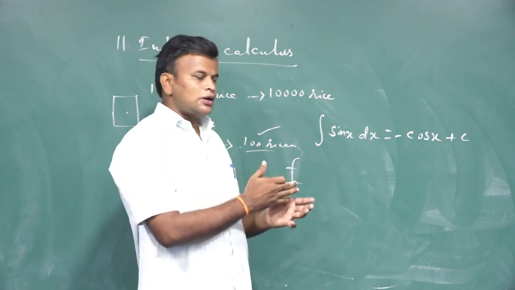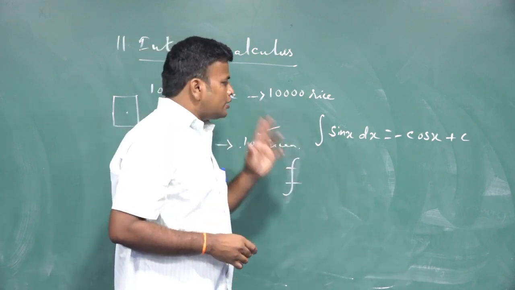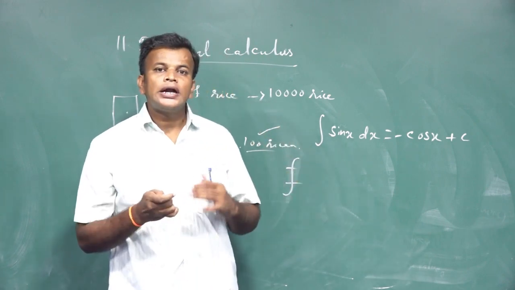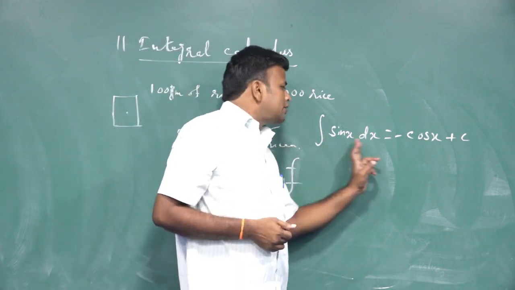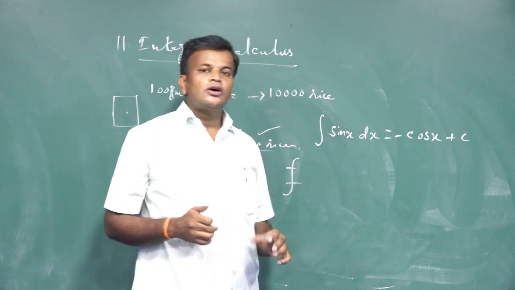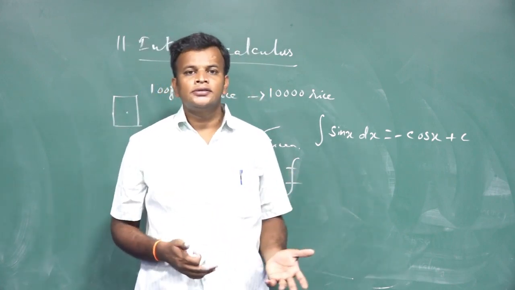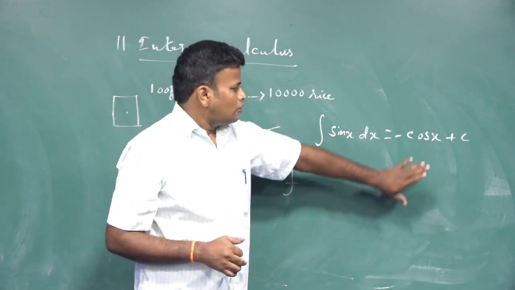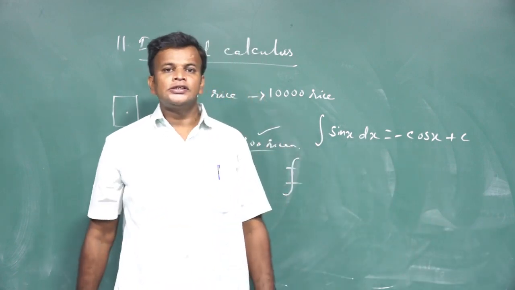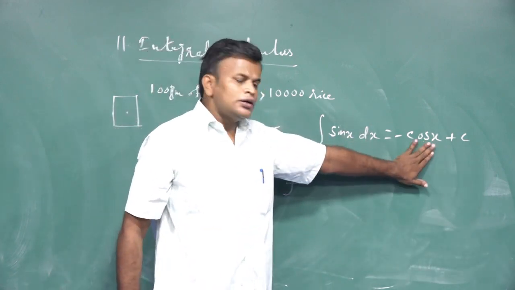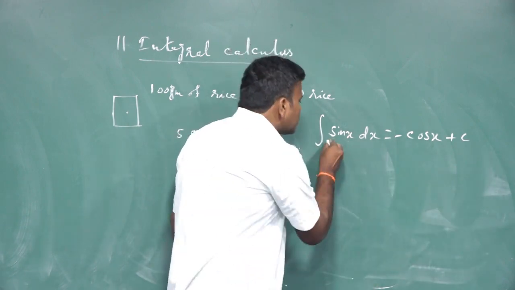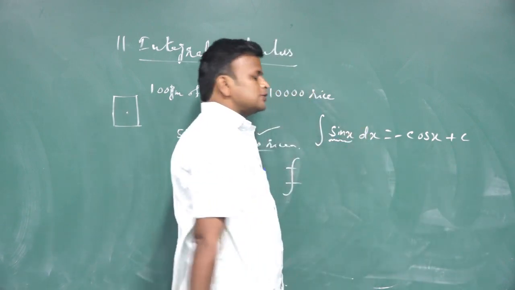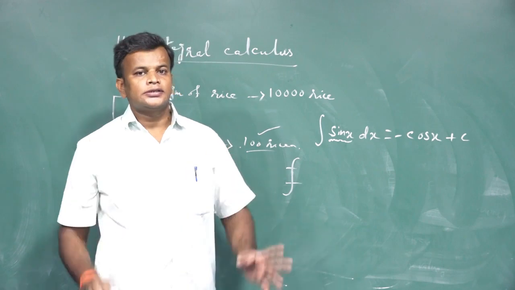I will write all the next formulas. I already told you integration is nothing but anti-derivative. The integral of sin x dx is equal to minus cos x plus c. How is it possible, sir? Is it correct or not? We check. The answer is minus cos x plus c. We differentiate the RHS, and exactly the LHS function sin x will come. Then our answer is correct.